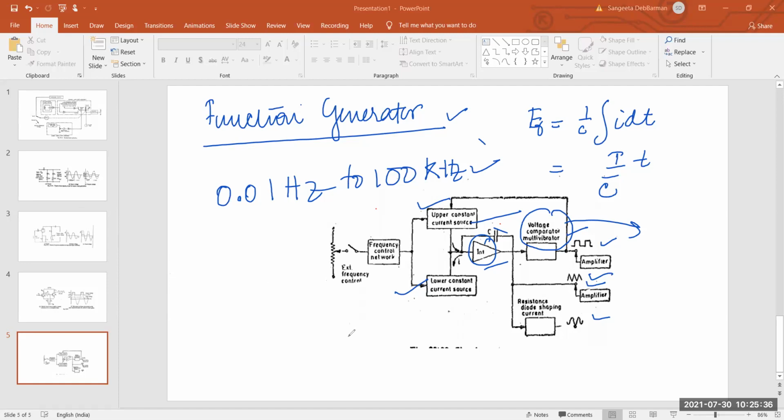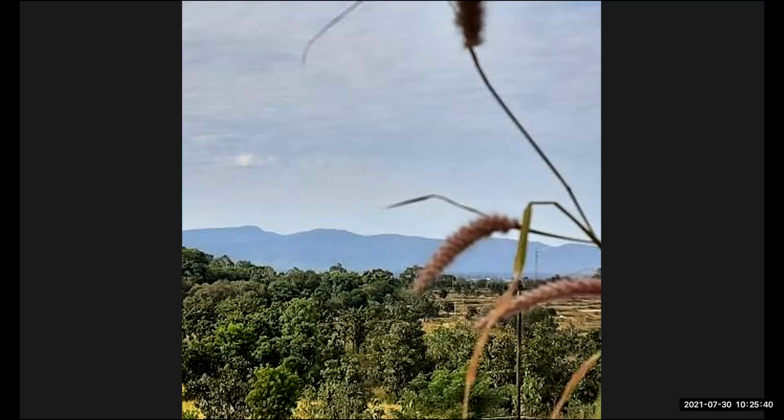Okay. Now, the next topic we can go with in this particular chapter is the wave analyzer. Okay, for wave analyzer, let me show you one thing. Again, we will be having a wave analyzer.